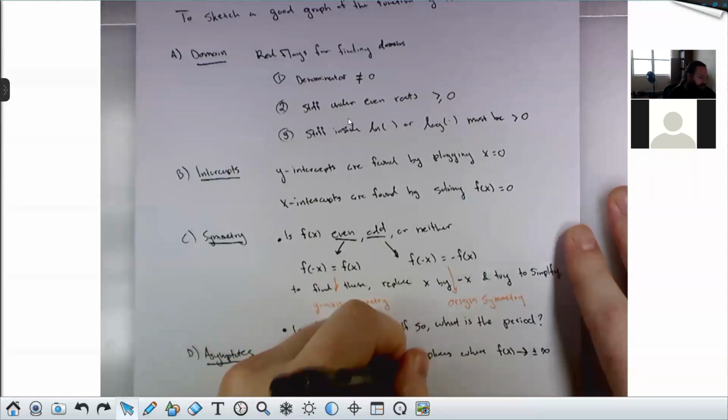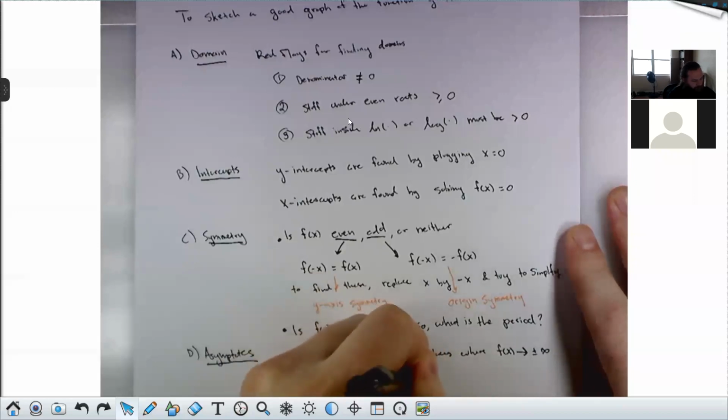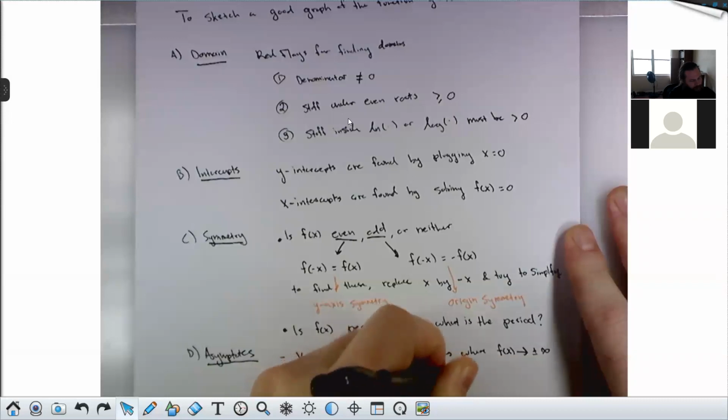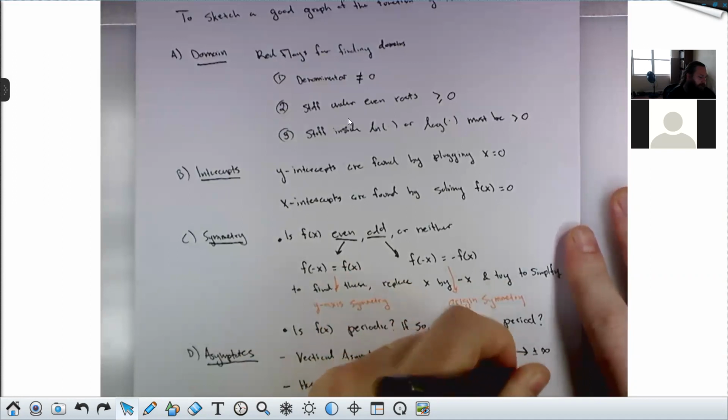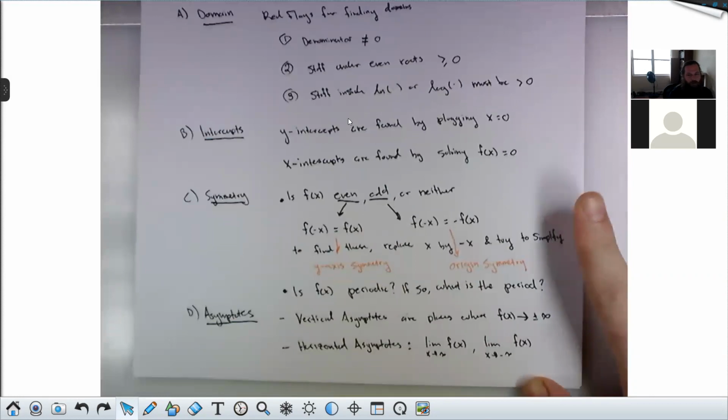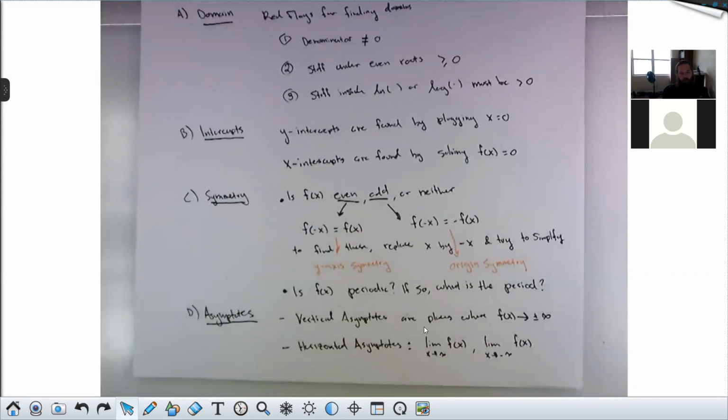To find these, we calculate the limit as x goes to positive infinity of f of x, and we calculate the limit as x goes to negative infinity of f of x. And that's what horizontal asymptotes are. If either of these things come out to be a finite number, that means that your function has that finite number as a horizontal asymptote. And if there are any x values where your function blows up to plus or minus infinity, that means you have a vertical asymptote at that x value.